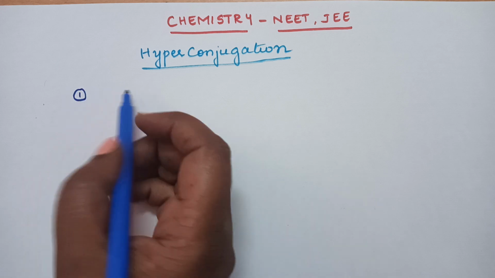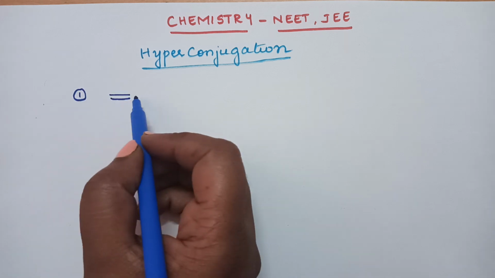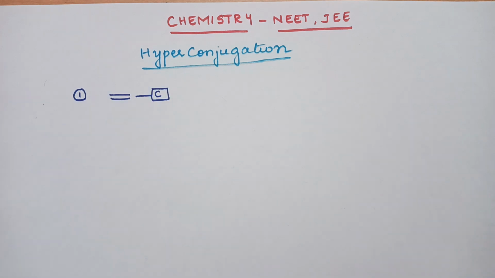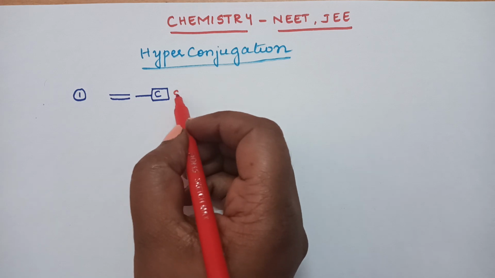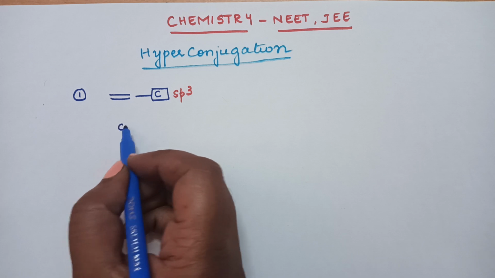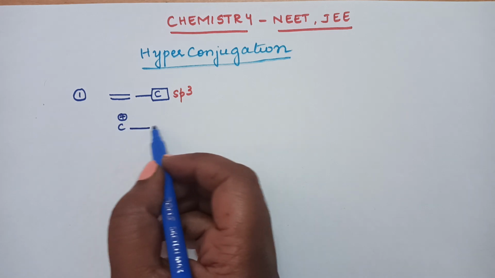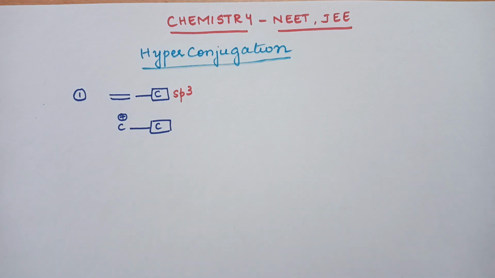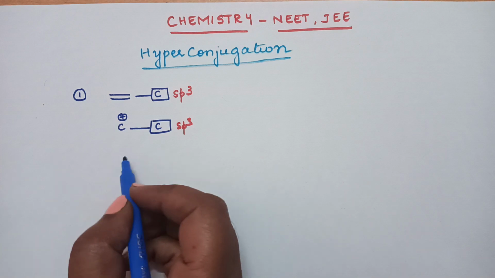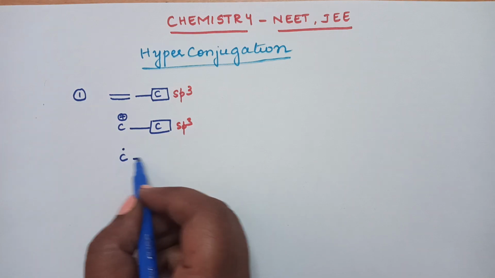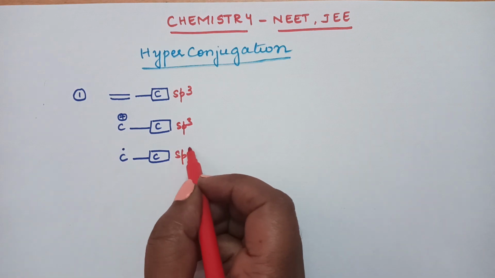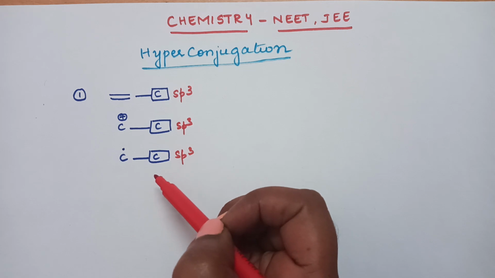The first point is double bond should be connected to sp3 carbon. So this carbon should be sp3. Next is carbocation should be connected to sp3 carbon, or carbon free radical should be connected to sp3 carbon. So any one condition should be satisfied.